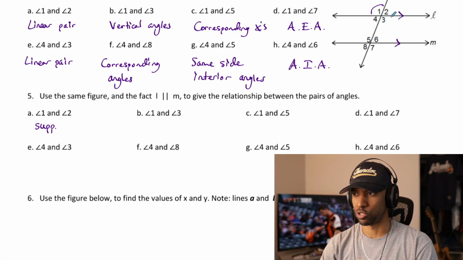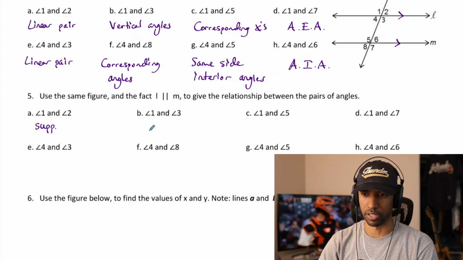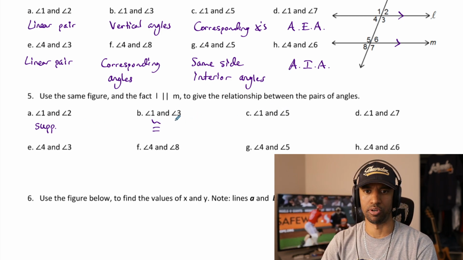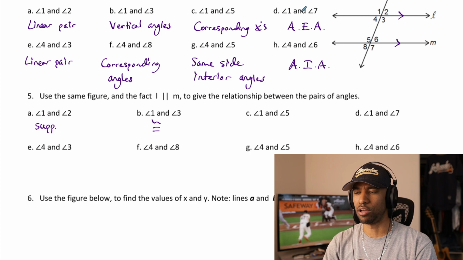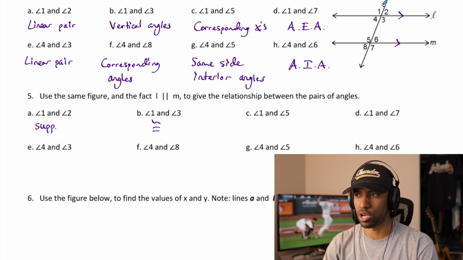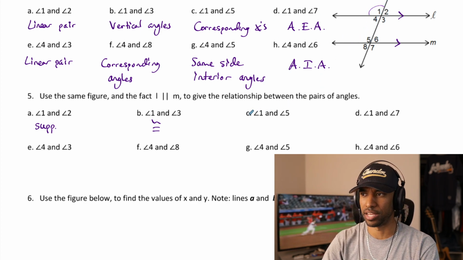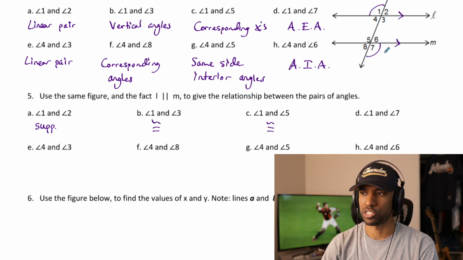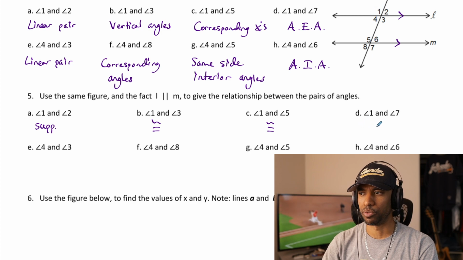The vertical angles right here, those are congruent. All vertical angles are congruent. I'll give the congruent symbol there. I'll just write sup or give the symbol. Angles 1 and 5, corresponding angles. All corresponding angles are congruent when lines are parallel. So congruent there. And 1 and 7, alternate exterior angles are also congruent.